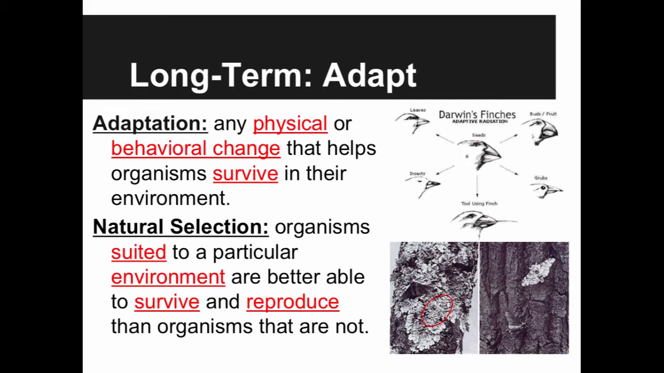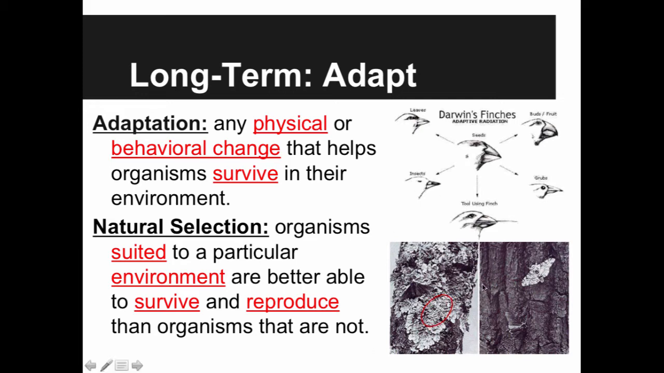Which leads us into natural selection. Natural selection is when organisms are suited to a particular environment and are better able to survive. And therefore, if they're better able to survive, then they're able to reproduce and pass on their genetic material. So remember from 7th grade, we said that the entire goal of every living thing is to survive, to pass on its DNA. That's what it wants to do. Well, sometimes nature selects particular traits that will help it move on.